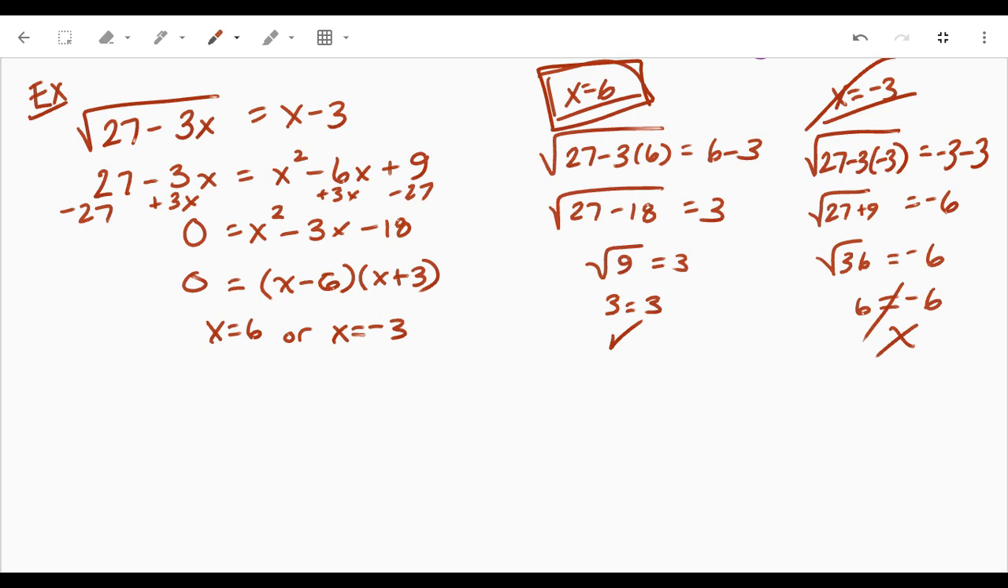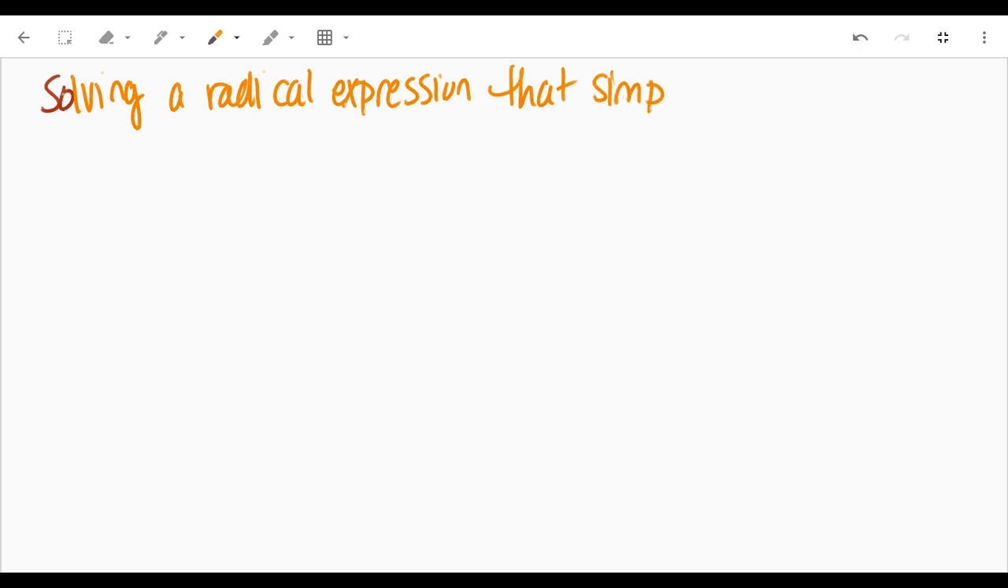Okay. All right, let's move on to our next topic. Another long name here. We've got solving. Oops, thought I switched. I like to use my different colors. Solving a radical expression. So again, that means that there'll be a square root in it. That simplifies to a quadratic equation. Which means there'll be a squared variable in it.